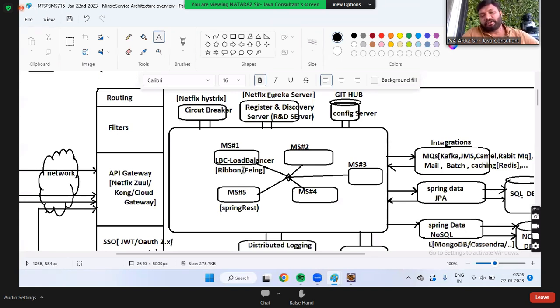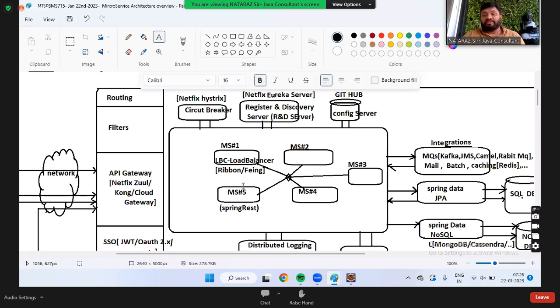If someone asks you, what is the load balancer you have used in your microservice project? 99 times we'll be using Feign. Feign client. Everyone understanding my statement, guys? Come on. Super. Okay, now listen. Until I expose any service, you don't read it. Okay, na?